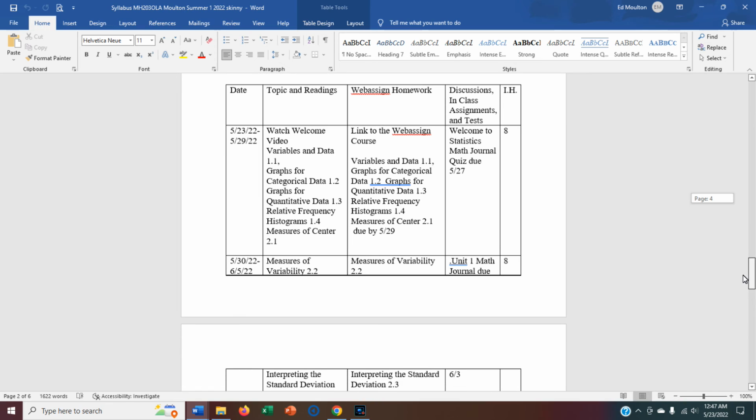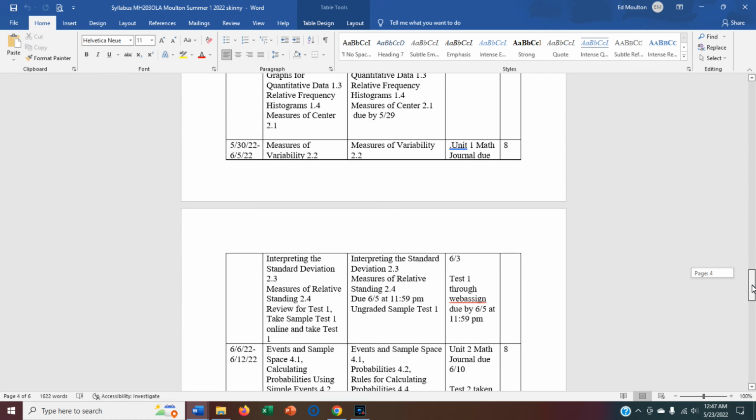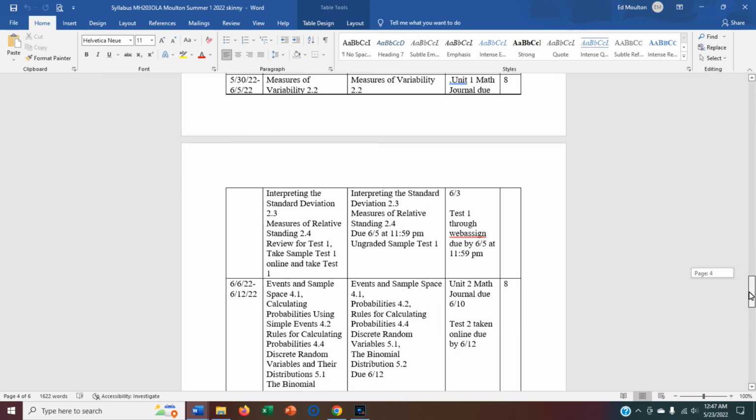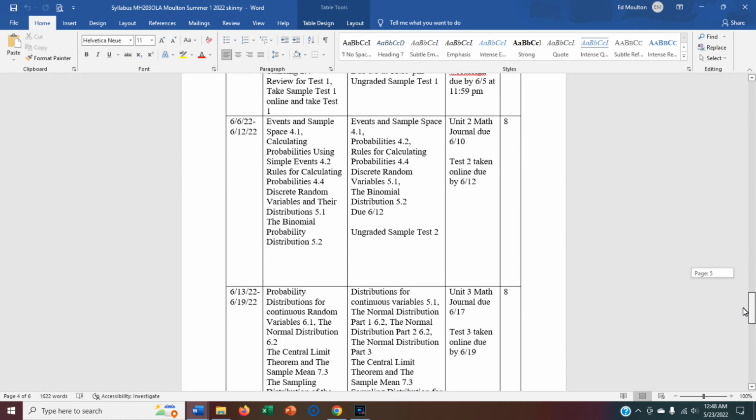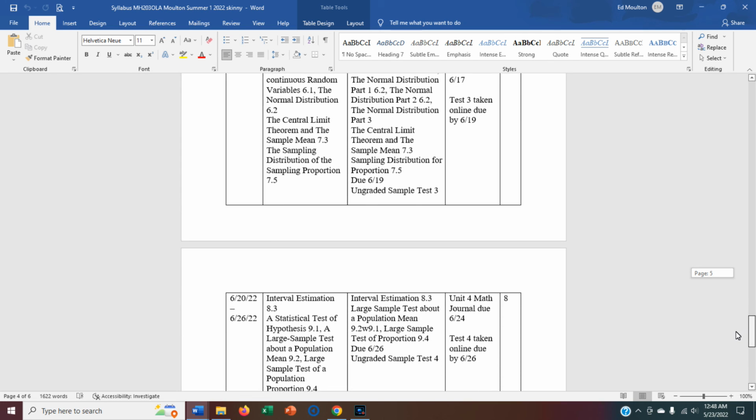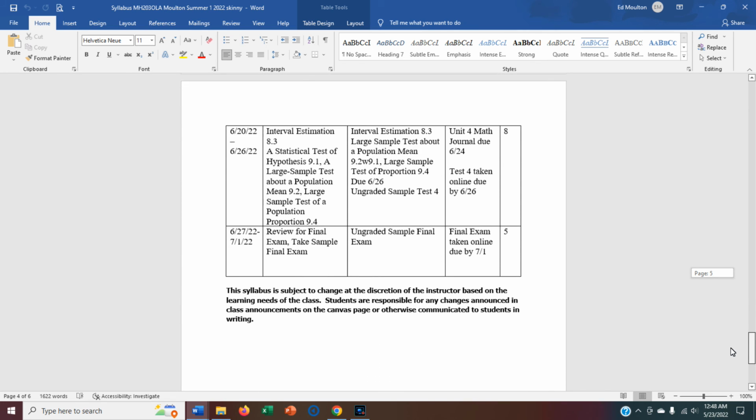This is the full schedule. So this first week, what I'm expecting you to do is watch these welcome video materials, complete variables and data 1.1 homework in WebSign, graphs for categorical data 1.2, quantitative data 1.3, relative frequency histograms 1.4, and measures of center 2.1. So 5 total homeworks plus a quiz on the welcome materials. You can see that everything's laid out week to week. It says what's due for each section and basically walks you through all the dates and all the assignments.